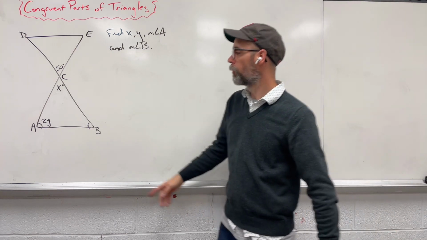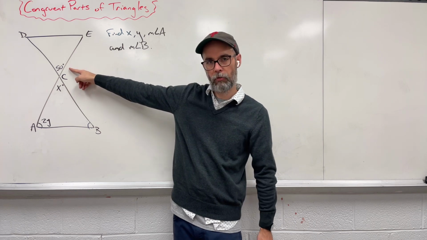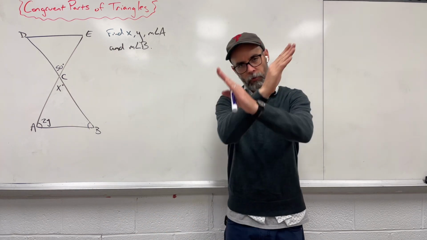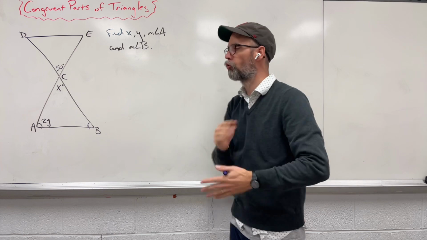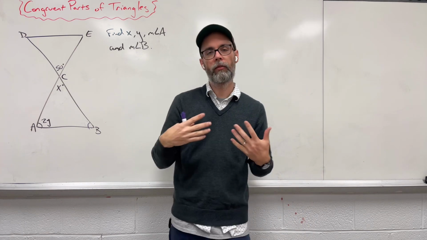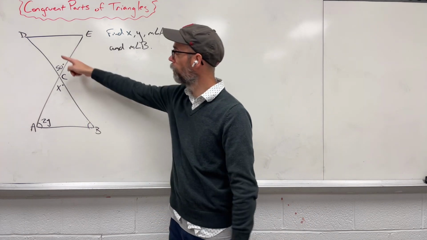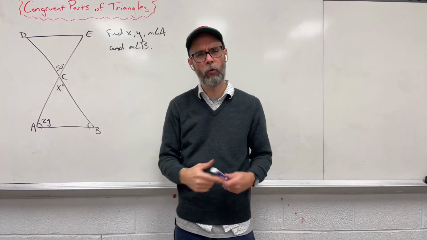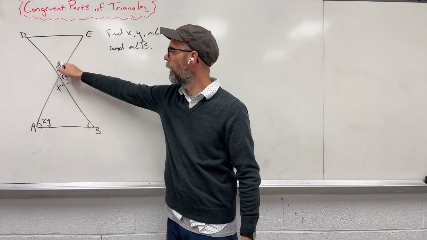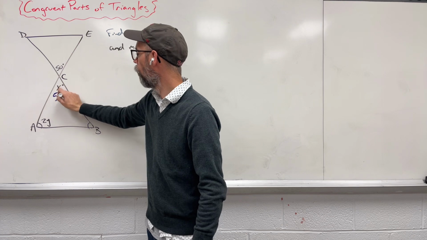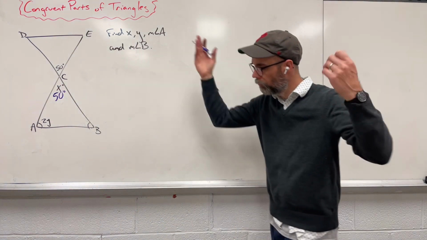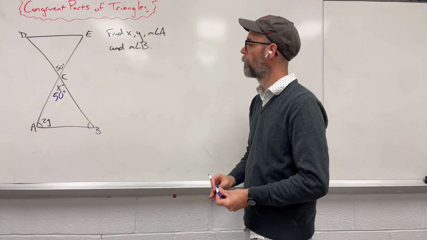We do have, however, an angle here, 50 degrees. When you have two lines that cross each other, two straight lines, they create something called vertical angles. Vertical angles are angles that are opposite each other and they hold the same value. So if this angle is 50, this other angle also has to be 50. So we already figured out what x was.